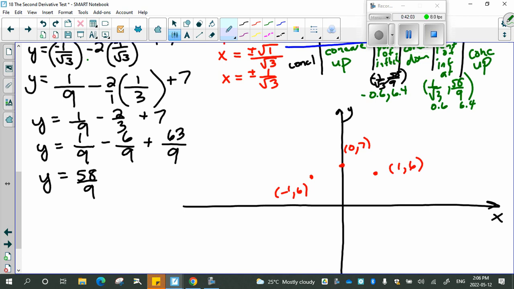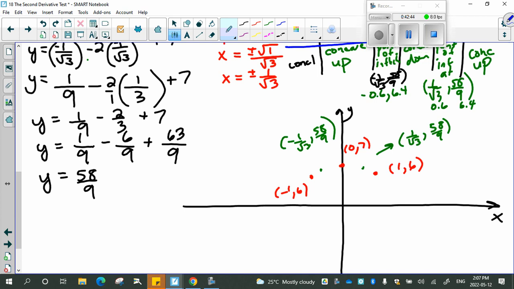Is everybody good? And 6.4 is, so these are just 1 between them, so it's a little bit closer to 6. So like here. And then it's going to be exactly symmetrical on this side. And those points then I should write in are, well, this one's 1 over root 3, 58 over 9. And this one's negative 1 over root 3, 58 over 9. So now I want to draw my curve.